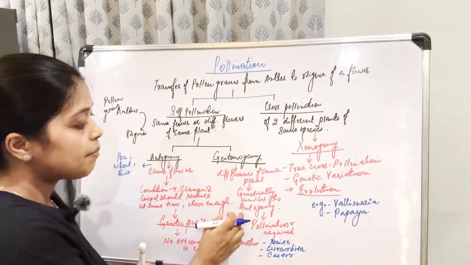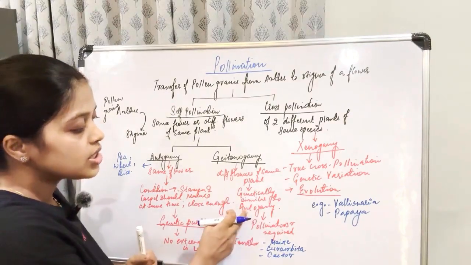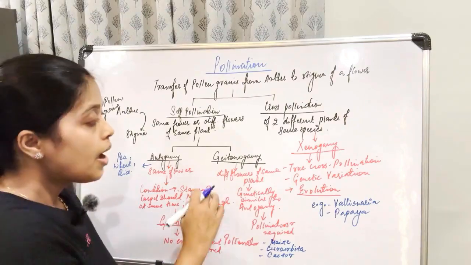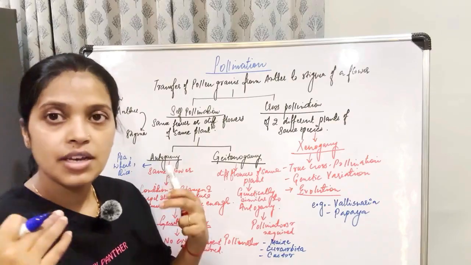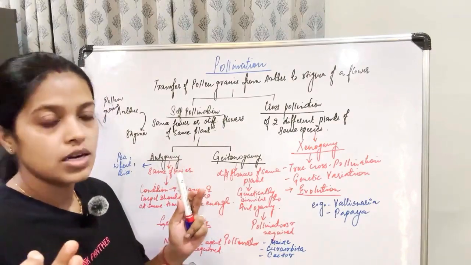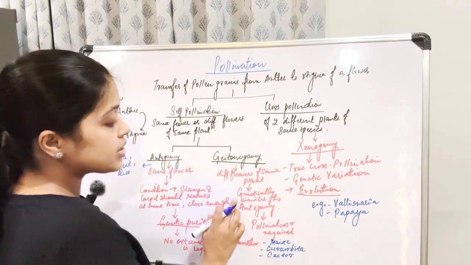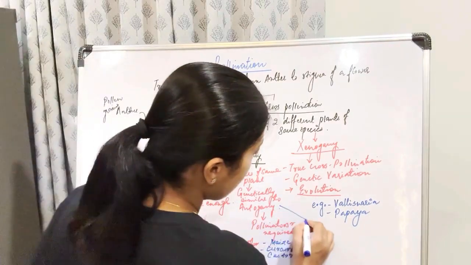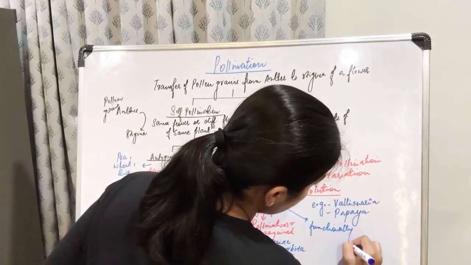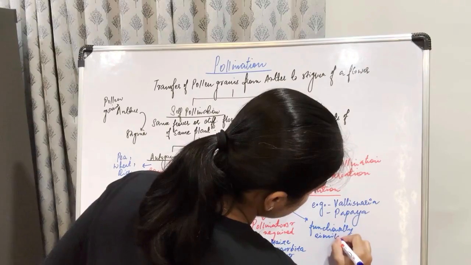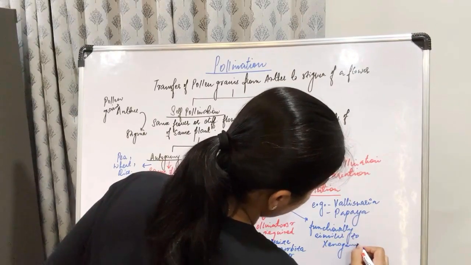Now this Geitonogamy flower is genetically similar to autogamy. Why? Because it is happening between the same plant, different flowers but within the same plant. So it is genetically similar to autogamy, but it is functionally similar to Xenogamy, because it is occurring between two different flowers, okay. So don't be confused. Geitonogamy is genetically similar to autogamy, but it is functionally similar to Xenogamy, okay.